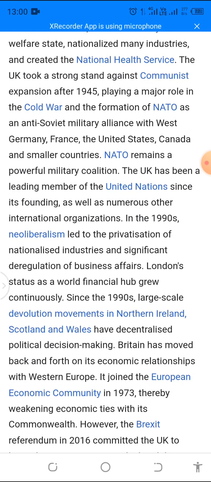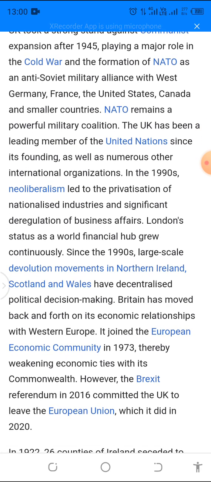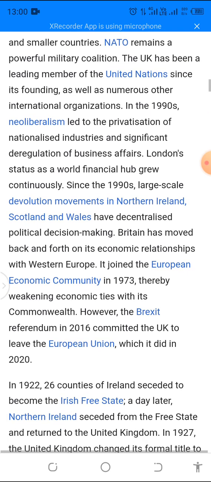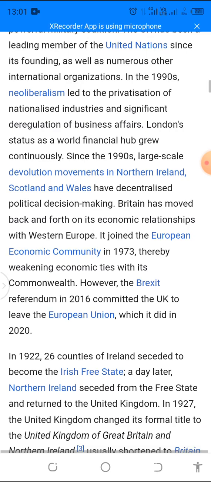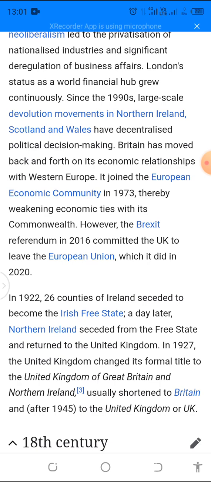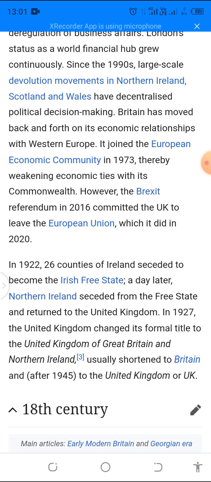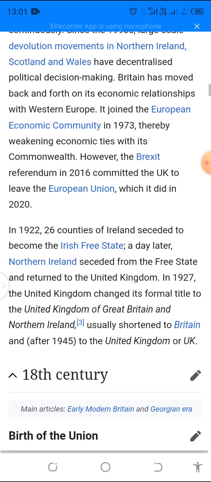In the 1990s, neoliberalism led to the privatization of nationalized industries and significant deregulation of business affairs. London's status as a world financial hub grew continuously since the 1990s. Large-scale devolution movements in Northern Ireland, Scotland, and Wales have decentralized political decision making. Britain has moved back and forth on its economic relationship with Western Europe. It joined the European Economic Community in 1973, thereby weakening economic ties with its Commonwealth. However, the Brexit referendum in 2016 committed the UK to leave the European Union, which it did in 2020.